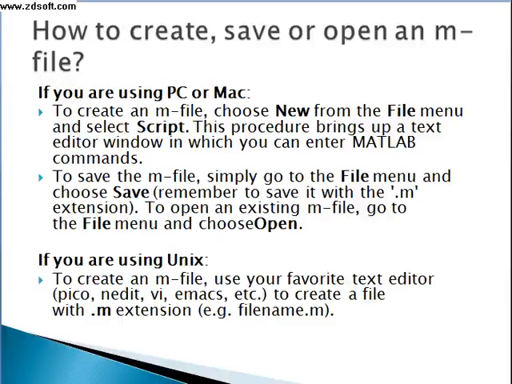Okay, now to open an existing M file, go to the File menu and then choose the Open command. Now if you are using Unix, to create an M file, use your favorite text editor, Pico, Nedit, VI, etc., to create a file with the .m extension. Example, filename.m.